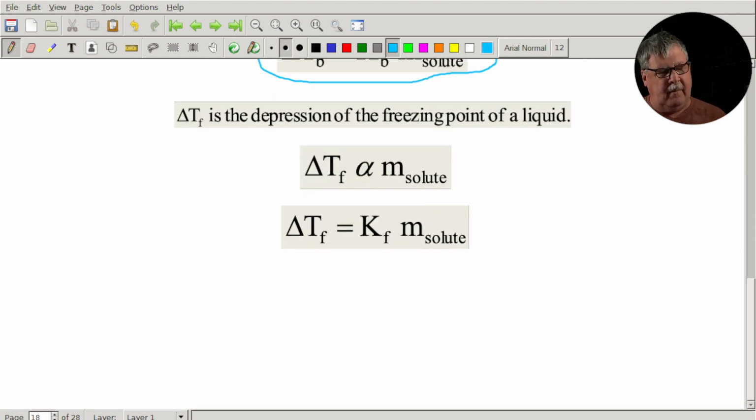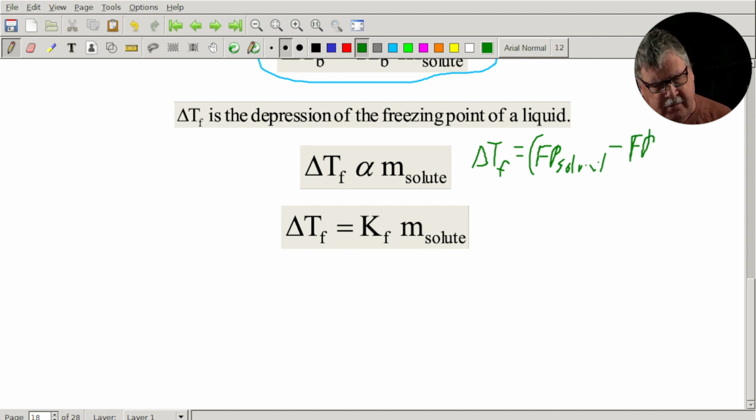Similarly, we can look at freezing point depression. The one thing that's strange about this is kind of a strange definition: we define the change in the freezing point as the freezing point of the solvent minus the freezing point of the solution.